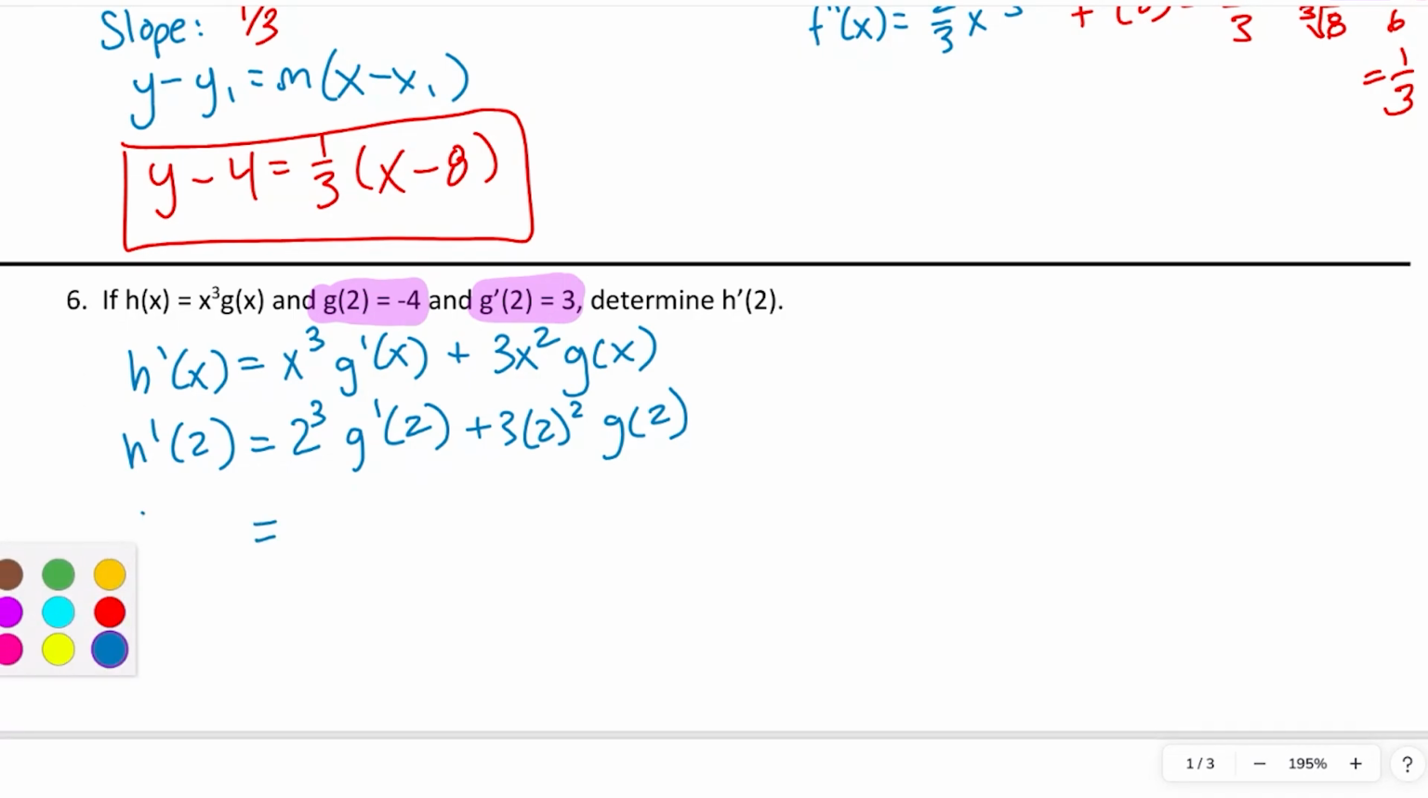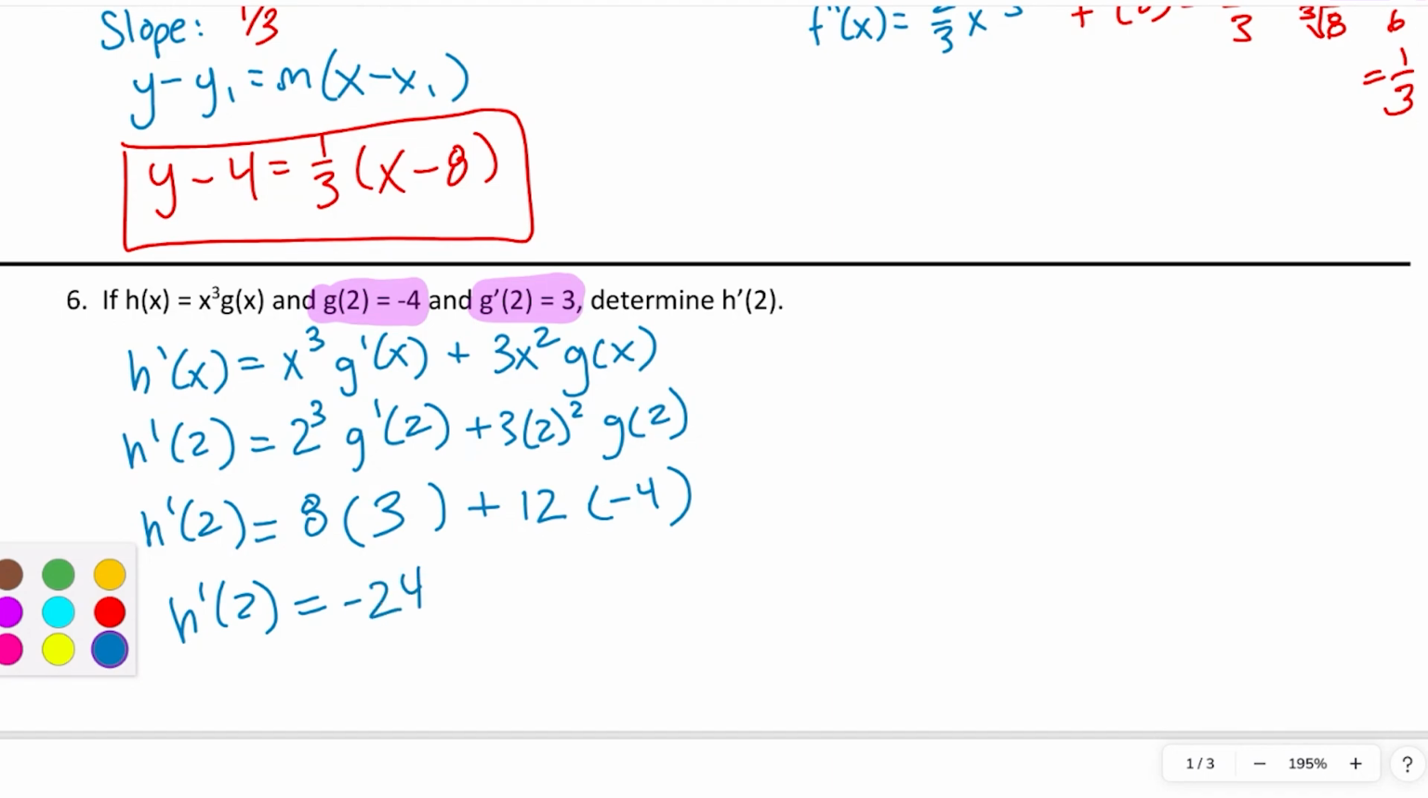So this will equal 8 times g prime of 2, which is 3, and we can see that from above, plus 3 times 4 is 12, times negative 4. So this is going to be 24 minus 48, so that'd be negative 24.